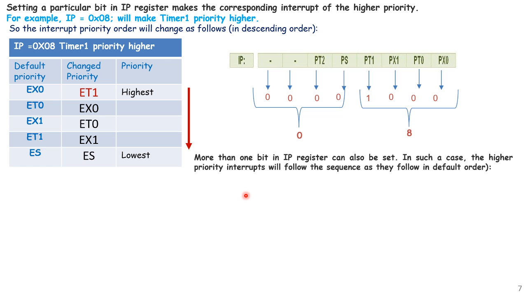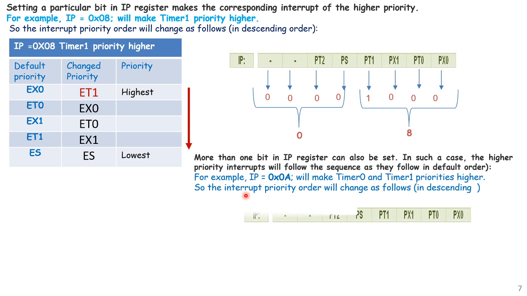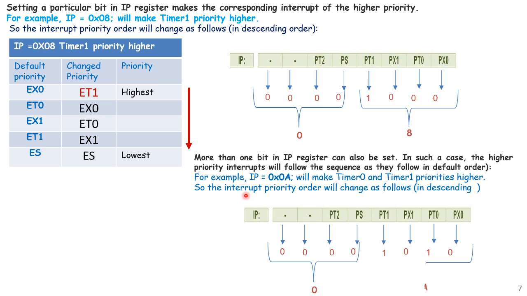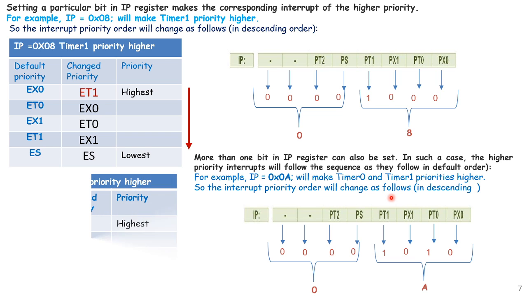Another example: suppose two interrupts come simultaneously and we define the priority like this. So this will be PT1 and PT0. So this will be 9, your A value, hexadecimal A. Suppose we load 0A in IP, we make timer 0 and timer 1 priority higher, so that the interrupt priority order will be changed as given in descending form.